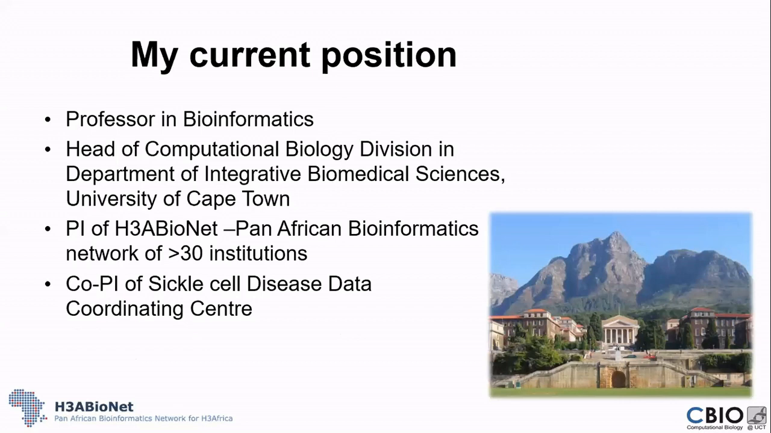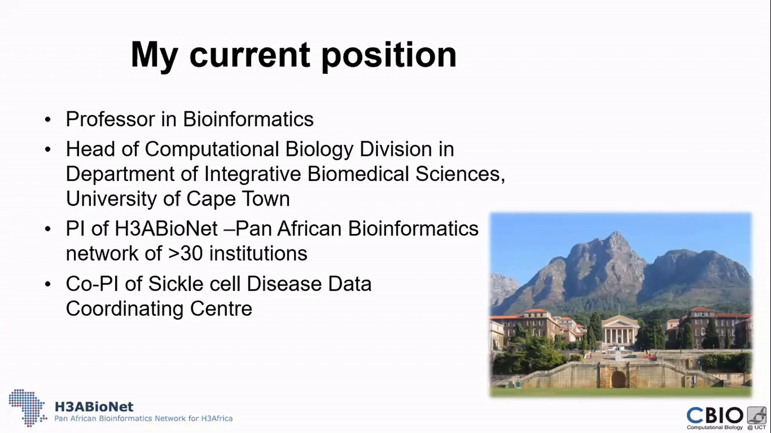So I'm currently a professor in bioinformatics, and as Bill said, I head the Computational Biology Division at the University of Cape Town. This is in fact a picture of the main campus, and I work on the medical school. And I also run, as Bill said, Bionet. So this is a Pan-African bioinformatics network of more than 30 institutions across the African continent. And the aim of this network is to build capacity for bioinformatics research in Africa, and that's to enable people to analyze genomic data for health.